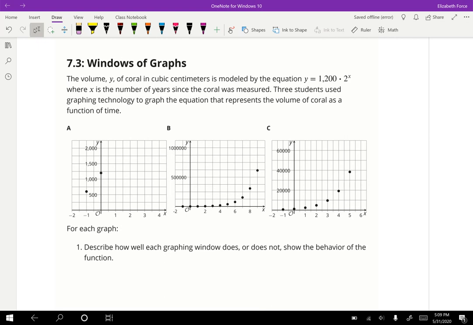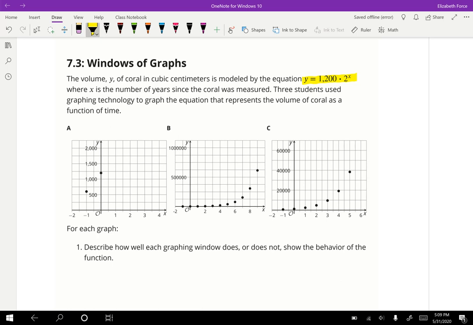In 7.3, Windows of Graphs, we are going to take a minute to focus on that equation that we wrote in the Coral problem. So here's the function y equals 1,200 times 2 to the x, where x is the number of years since the coral was measured and y represents the volume. And we're going to start focusing on making appropriate windows when we graph.